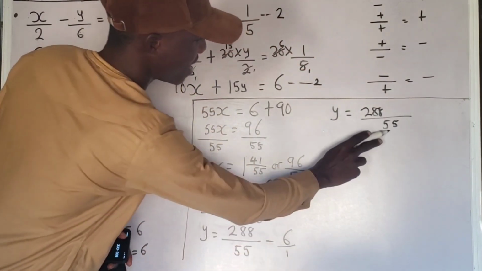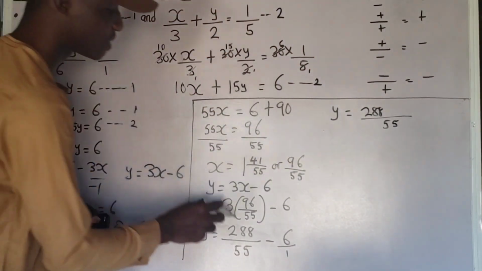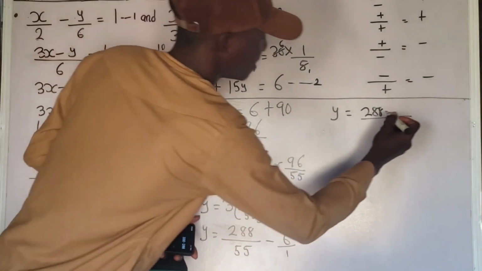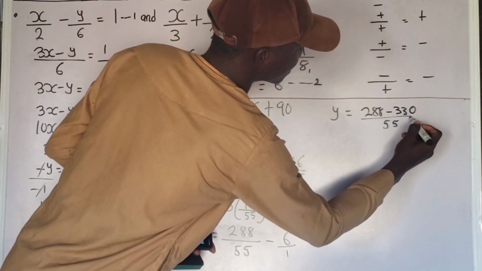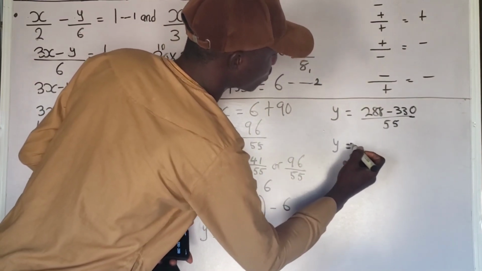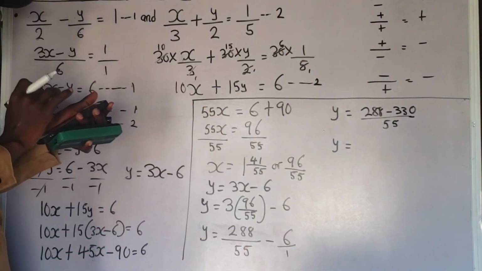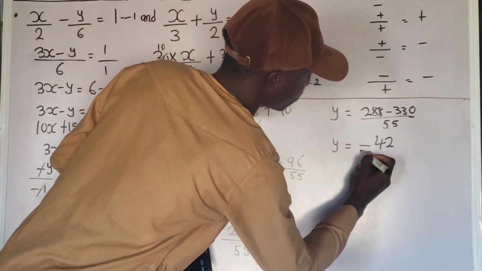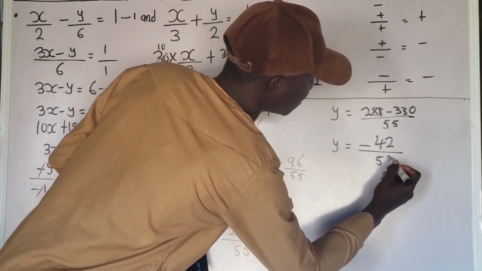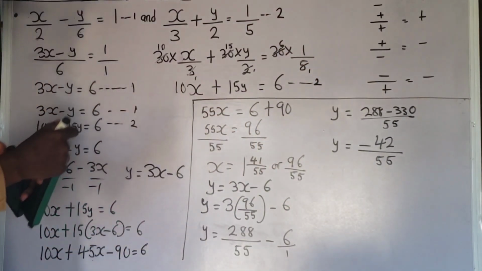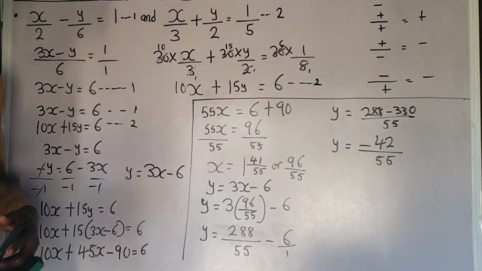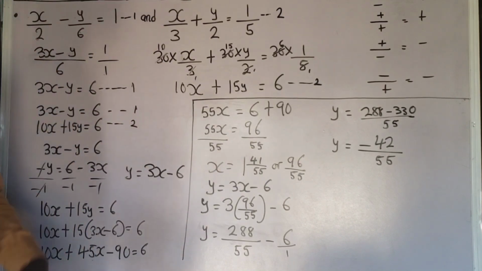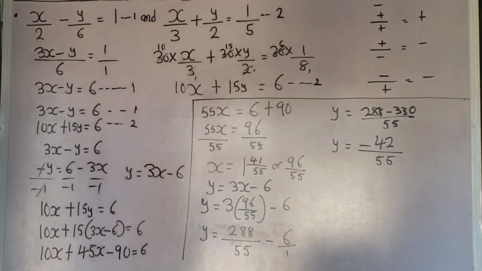Okay? 55 divided by 1, that is what? 55. 55 times negative 6, that will give us negative 330. Negative 330, you understand? Okay? y is equal to 288 minus 330, that is negative 42, negative 42 all over 55. You understand? So the value of y is negative 42 all over 55, and the value of x is 96 all over 55. So that is the solution to that simultaneous linear equation.